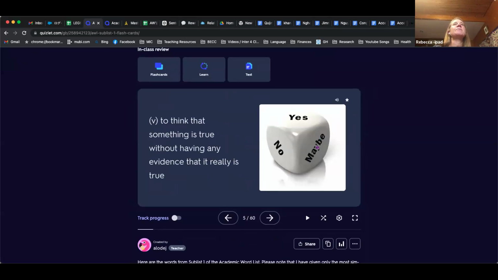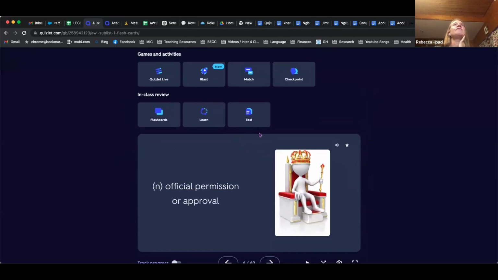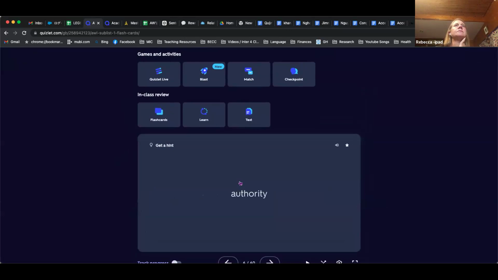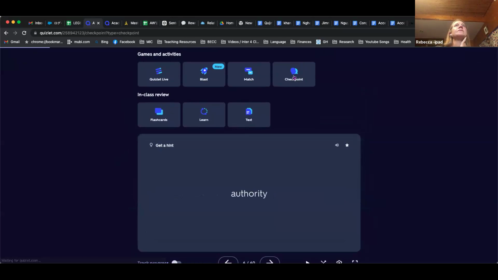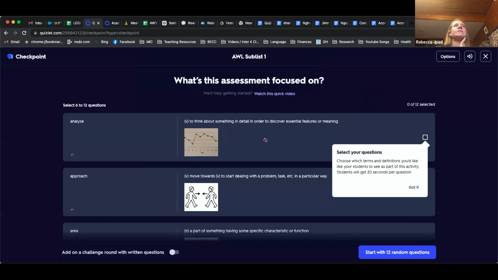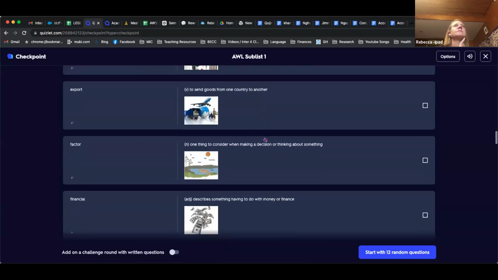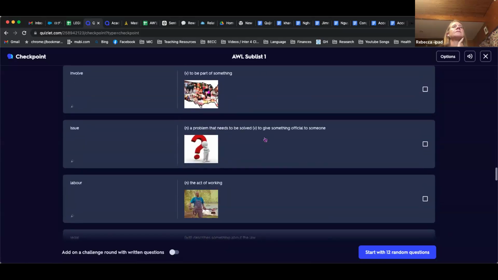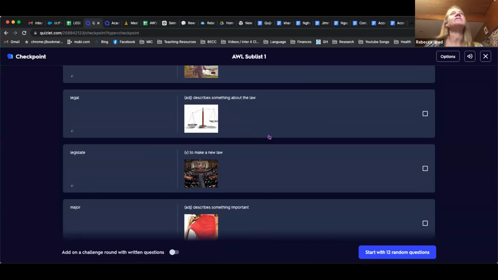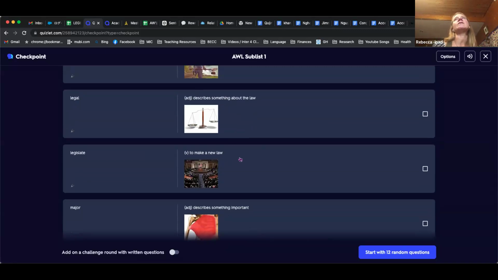I found this one because it's got a picture here. And then you can see and you can study. You can test yourself. You can do a matching game. This one gives the part of speech. You can look at all of them together. I found this list and it's very good. Somebody spent a lot of time putting pictures with each word to make it easier to learn.